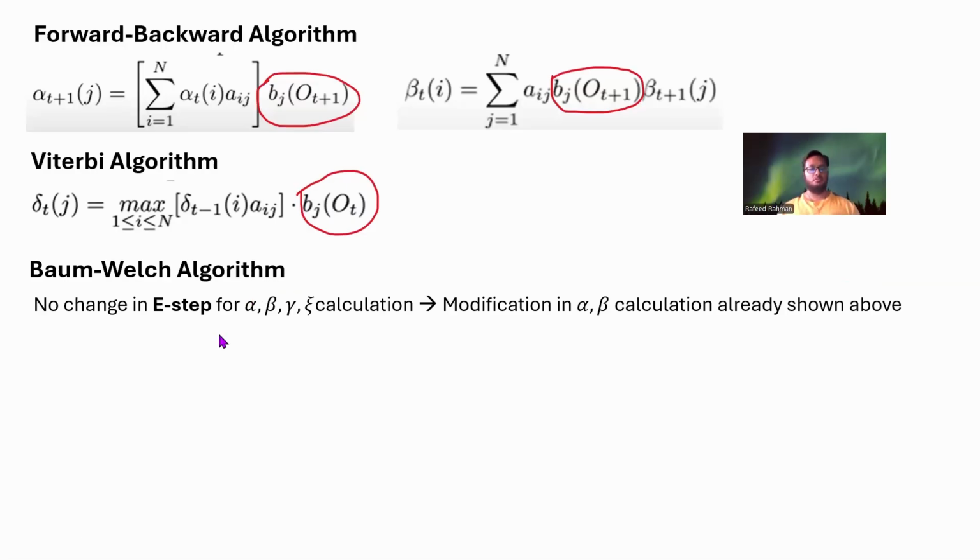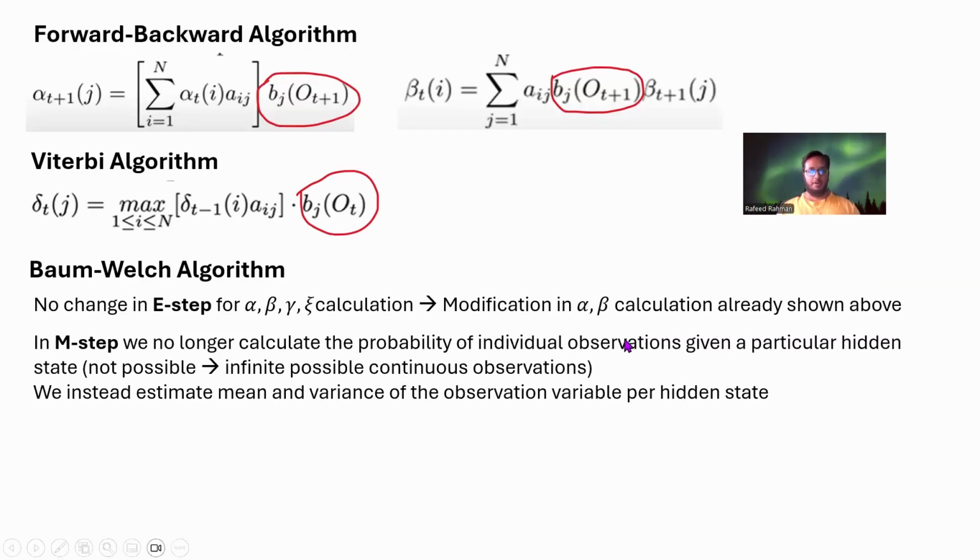So in here, there are two steps, by the way, as you know. There is the E step and there is the M step. There is no change in the E step for the alpha, beta, gamma, and psi variable calculation. The only thing is you need to do these two modifications in the alpha and beta calculation. That's it. There is no other modification. But in the M step, there is a big modification.